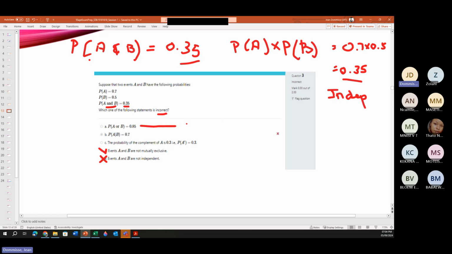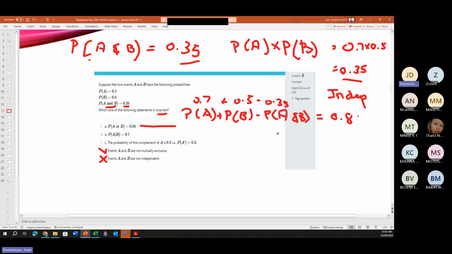A or B. So A or B is the probability of A plus the probability of B minus the probability of A and B. So that is 0.7 plus 0.5 minus 0.35, which is equal to 0.85. So correct.